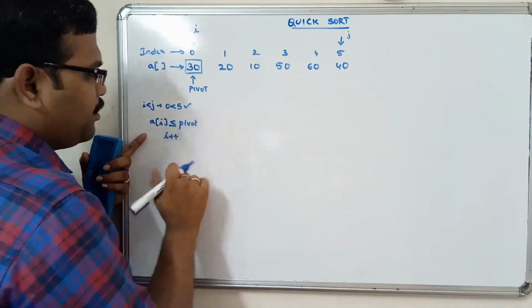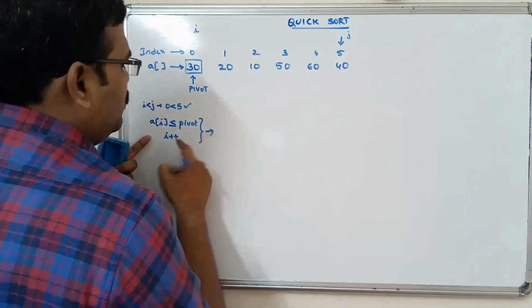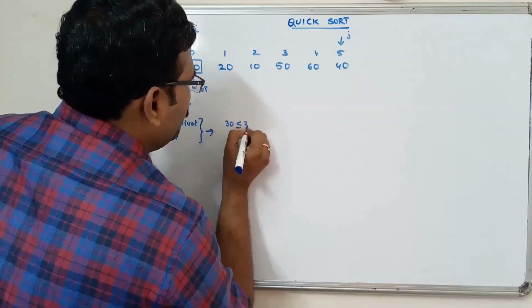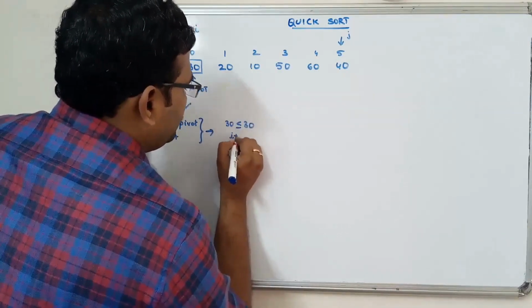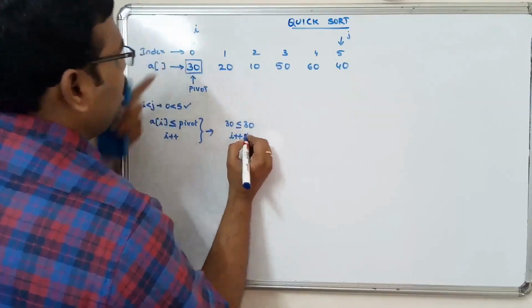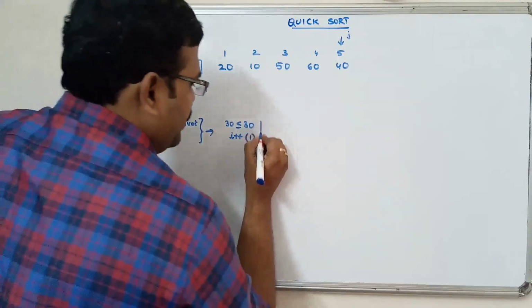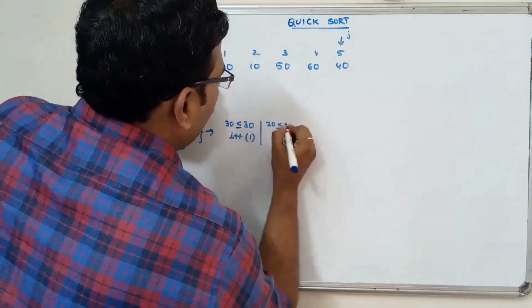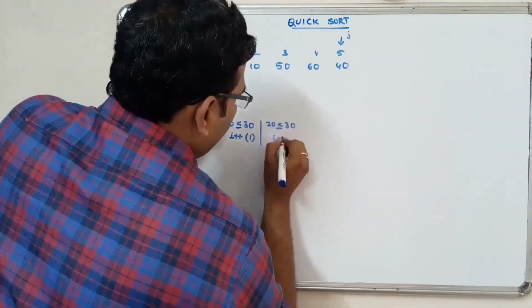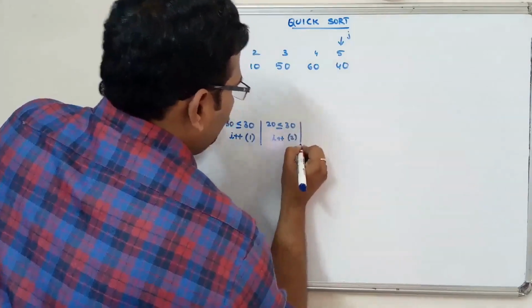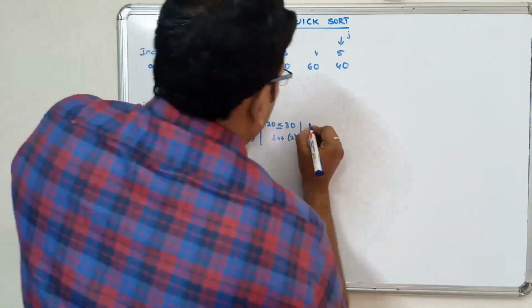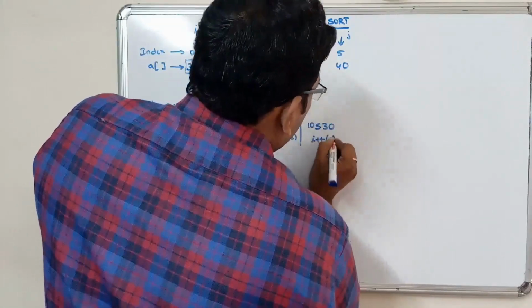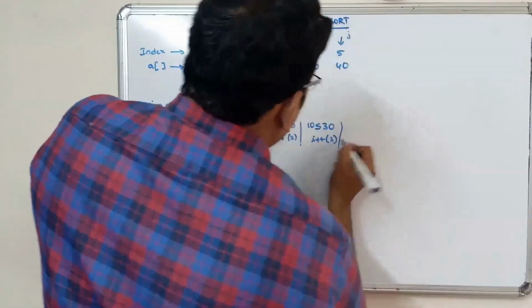We have to repeat the same process. Okay, so here, see, first 30 less than or equal to 30. So I plus plus, so that means 1 it will be. Next, 20 less than or equal to 30, I plus plus, 2. Right. Next, 10 less than or equal to 30, I plus plus, 3. Index value 3.